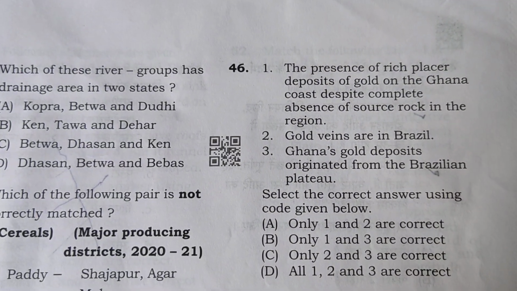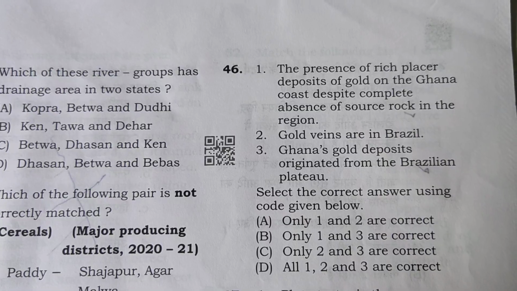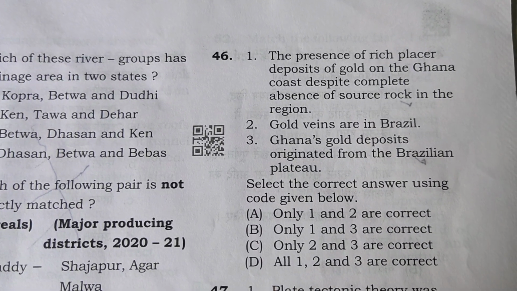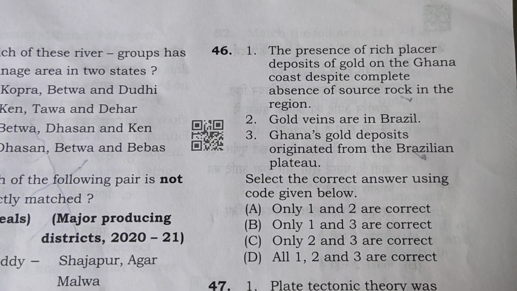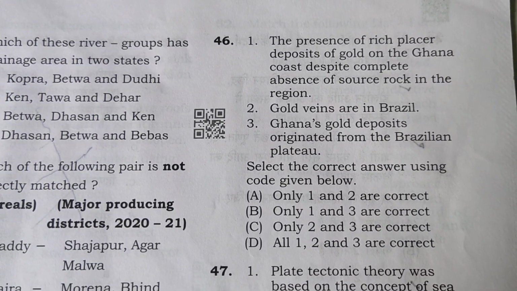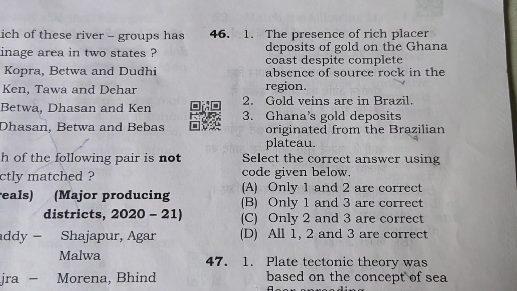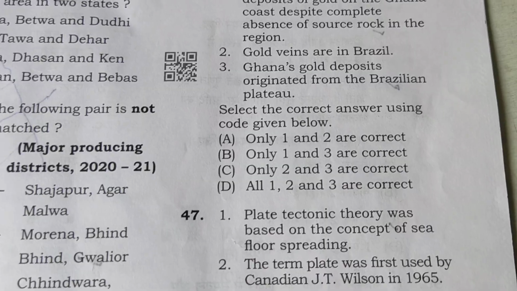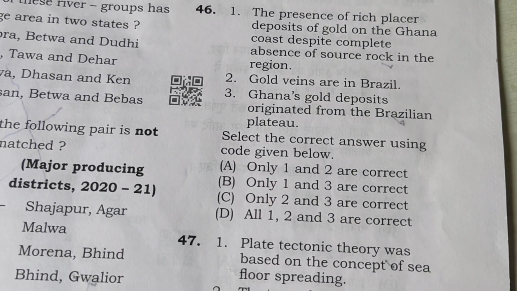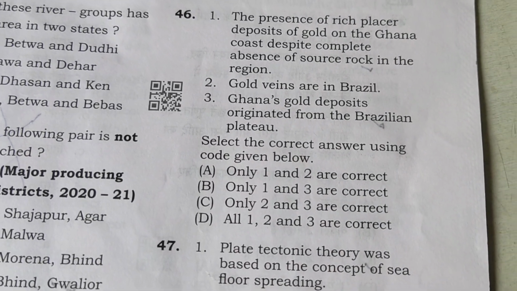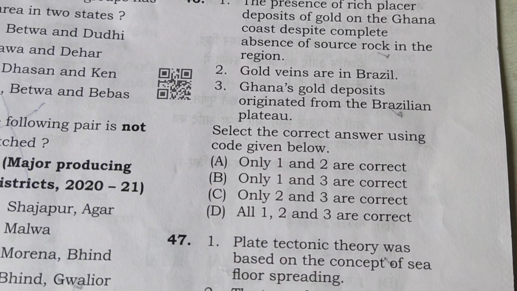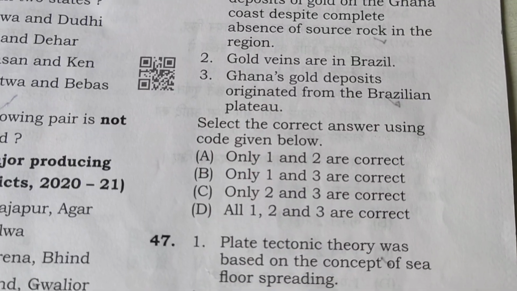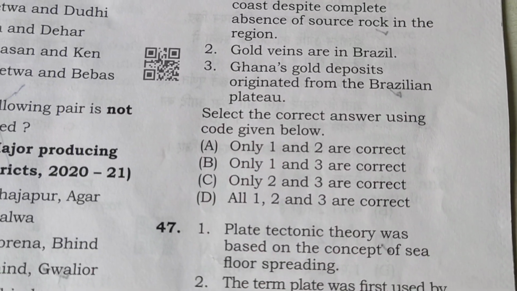The presence of rich glacial deposits of gold on the Ghana coast, despite complete absence of source rock in the region. This is the correct statement. Gold veins are in Brazil. This is also correct. Ghana gold deposit originated from the Brazilian plateau. All three statements are correct. Therefore, D option is correct. 1, 2, 3.